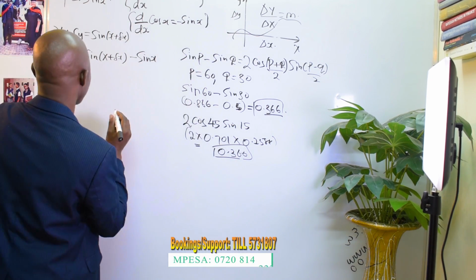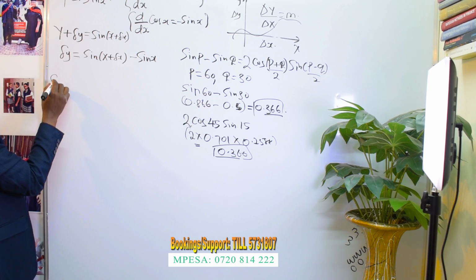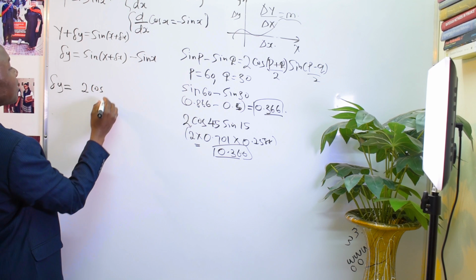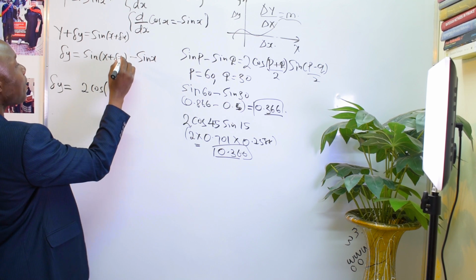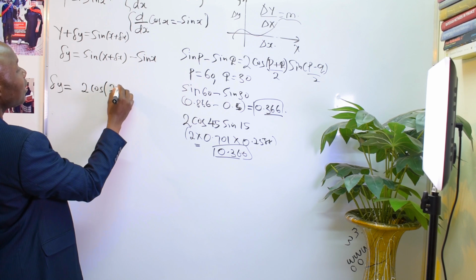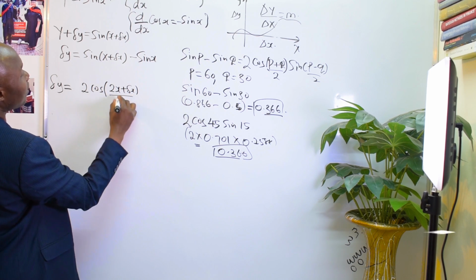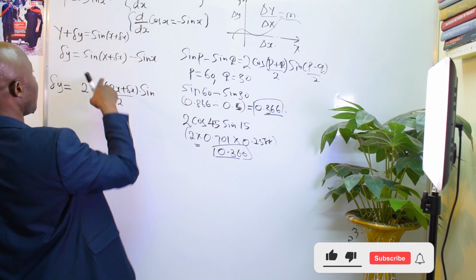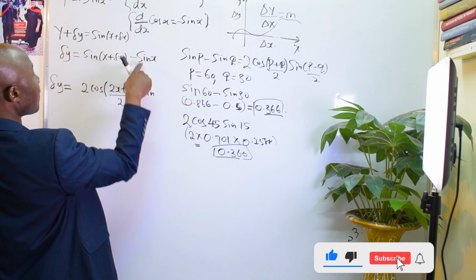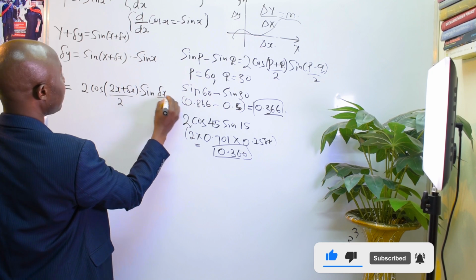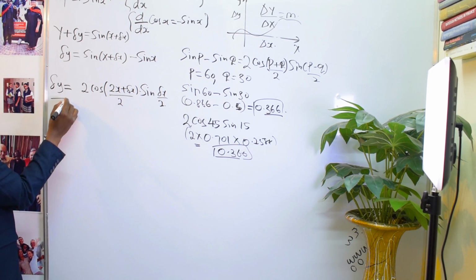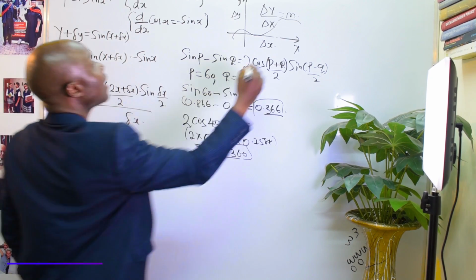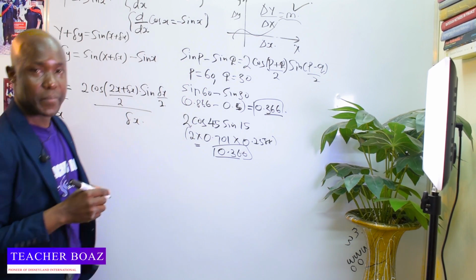Then you come here and say, instead of writing here, I'll write del y becoming twice the cosine of (x plus del x plus x) over 2, which is twice (x plus del x) over 2, times the sine. I'm using that identity for p minus q. So if I subtract, I will get del x divided by 2. Then we divide both sides by del x. This is by the definition of the gradient.